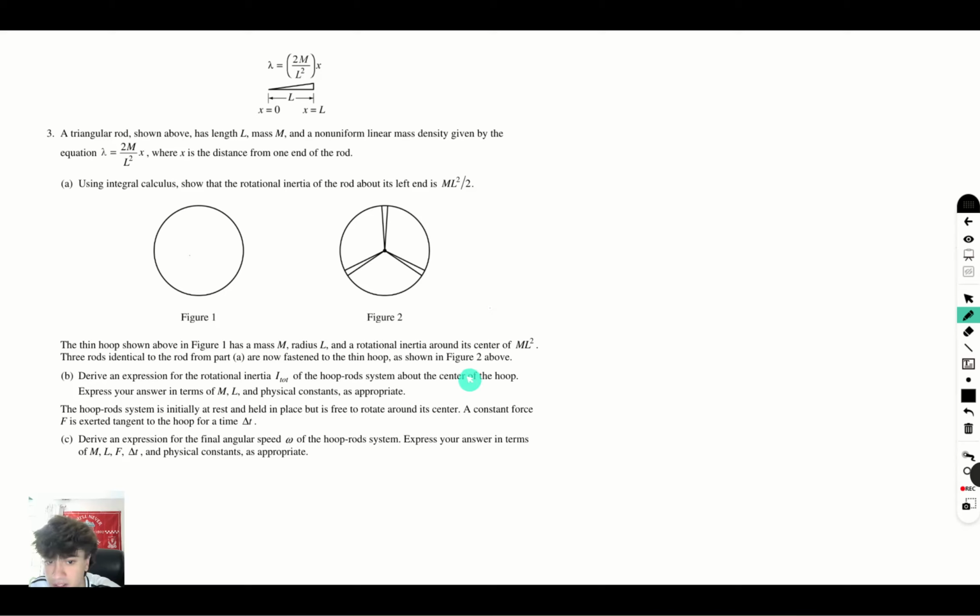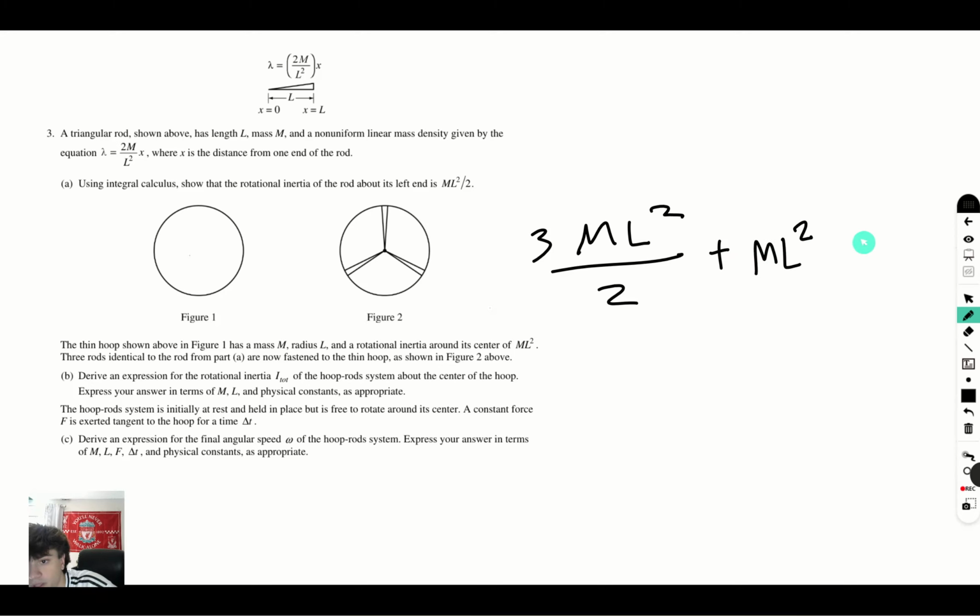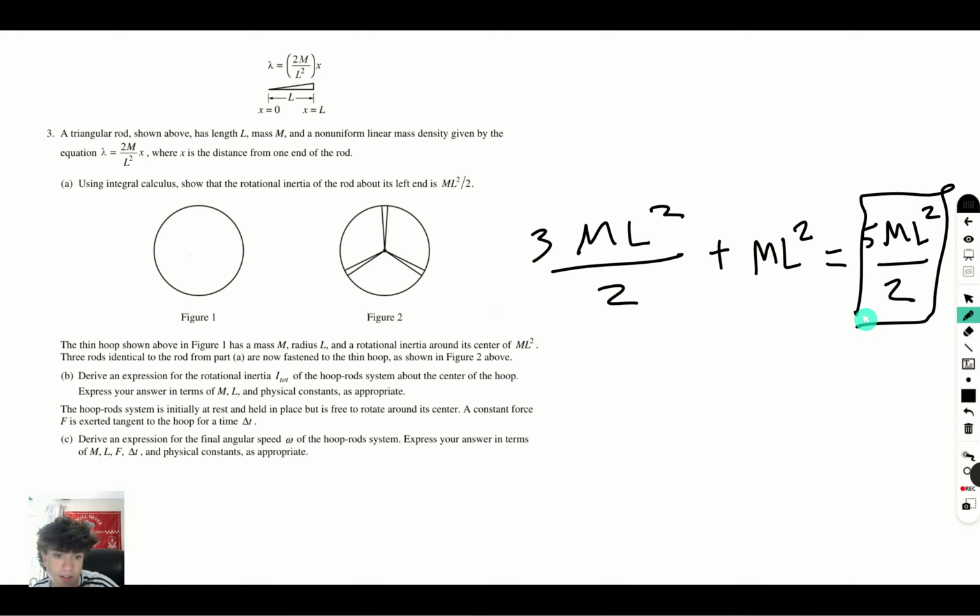And the next part asks us for the total inertia. So if we know the inertia of one rod is ML squared over 2, the inertia of all three of the rods is going to be this times 3. So we'll get 3ML squared over 2. There's also a hoop, and the hoop has a rotational inertia of ML squared. So we're going to add that as well, and we'll get 5ML squared over 2. There you have it.